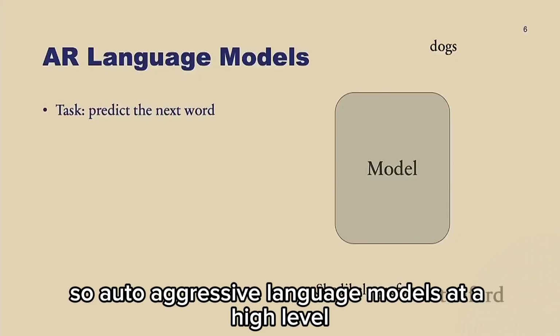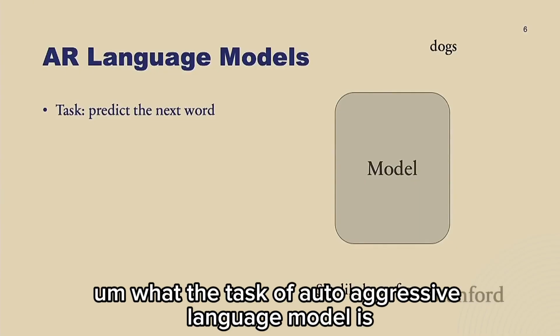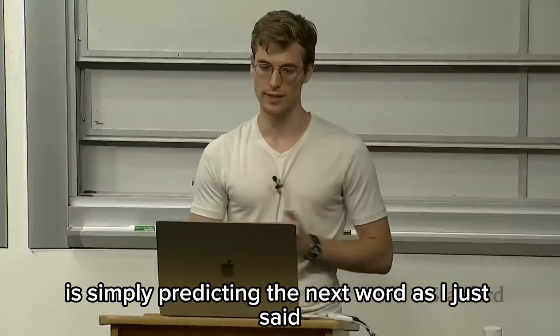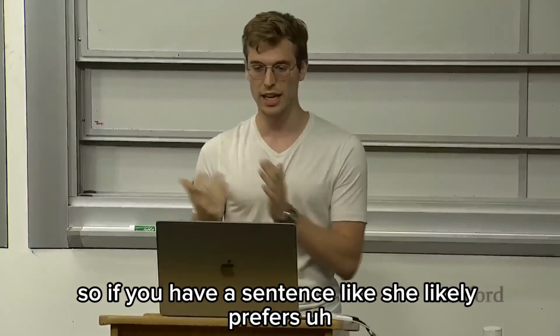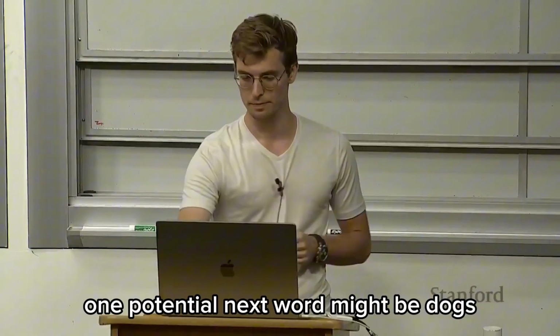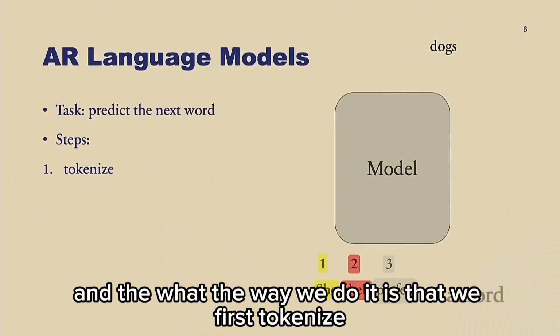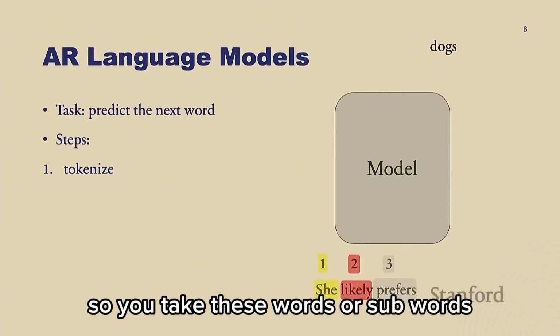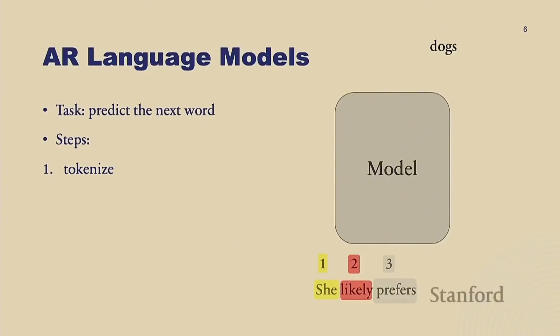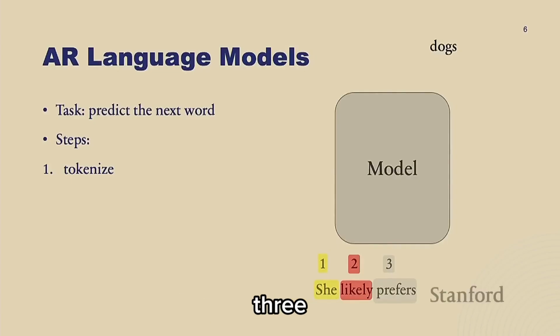Great. So autoregressive language models. At a high level, the task of an autoregressive language model is simply predicting the next word, as I just said. If you have a sentence like "she likely prefers," one potential next word might be "dogs." The way we do it is that we first tokenize. You take these words or subwords, you tokenize them, and then you give an ID for each token. So here you have 1, 2, 3.